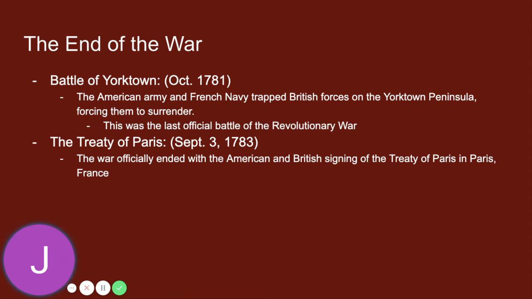The end of the war. The Battle of Yorktown was the last official battle of the Revolutionary War, and it took place in October of 1781. The American Army and the French Navy trapped British forces on the Yorktown Peninsula, forcing them to surrender. The war officially ended with the Treaty of Paris, which was signed on September 3rd of 1783. American and British officials signed this treaty in Paris, France.